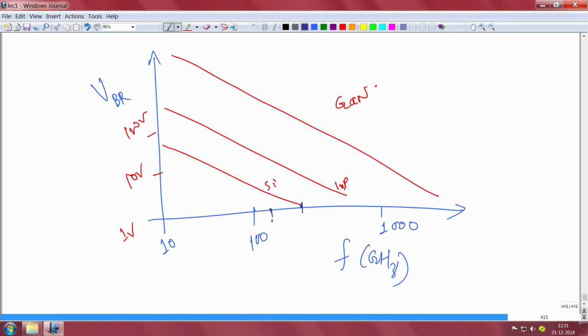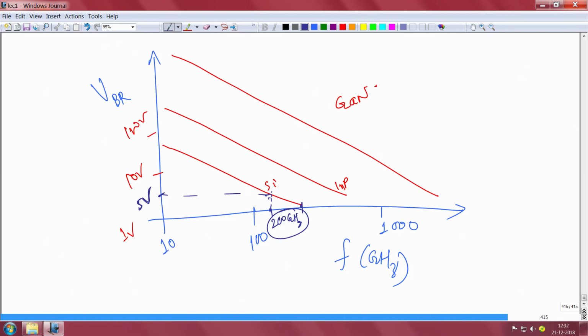Suppose you want to have a 200 gigahertz transistor, you want to operate at 200 gigahertz, the maximum operation frequency is 200 gigahertz, then you will get only a few volt, maybe some 5 volt or so. That means if you want a cutoff at 200 gigahertz, your silicon transistor cannot have a breakdown of more than 5 volt, which means your device has to be biased at like 2 volt or 1 volt, and your output power will be very, very low.